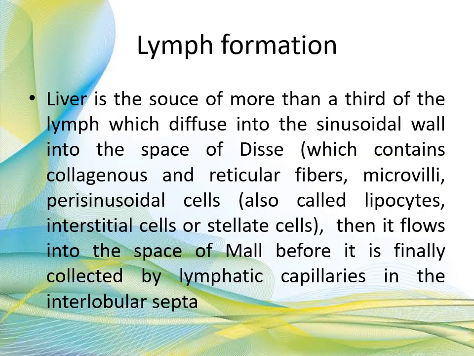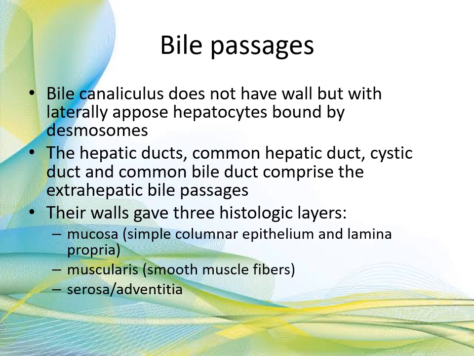So lymph formation. So the liver is the source of more than a third of the lymph, diffused from the sinusoidal wall into the space of Disse, which contains collagenous and reticular fibers, microvilli, and perisinusoidal cells. They're also called lipocytes, interstitial cells, or stellate cells. Then it flows into the space of Mall before it is finally collected by the lymphatic capillaries into the interlobular septa.